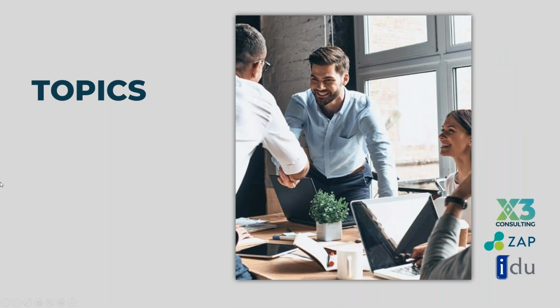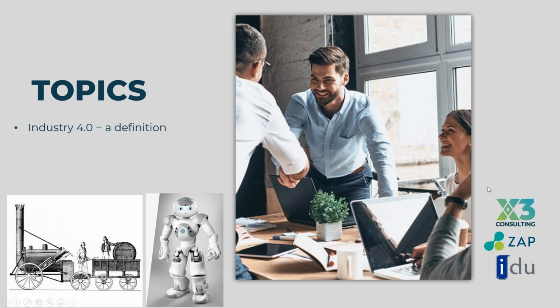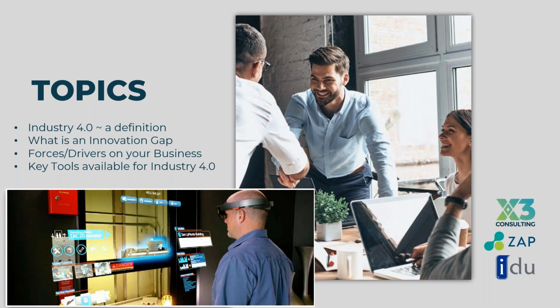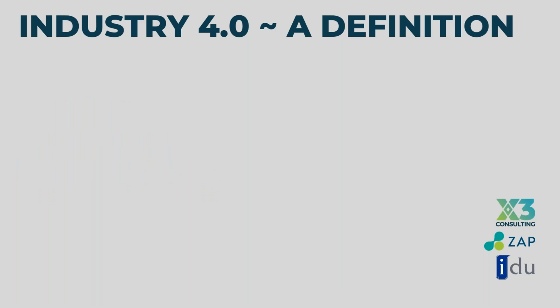Okay, so let's cover what we're going to be talking about today. We have five topics to cover. First is, what is Industry 4.0? Let's have a definition of that. Second, what is the innovation gap? You may have heard that being mentioned. The third is, let's look at the drivers and forces affecting your business. The fourth is, what tools are in Industry 4.0 to help you add value to your business? And the fifth is, what are the challenges coming down the tracks and how can Industry 4.0 help you?